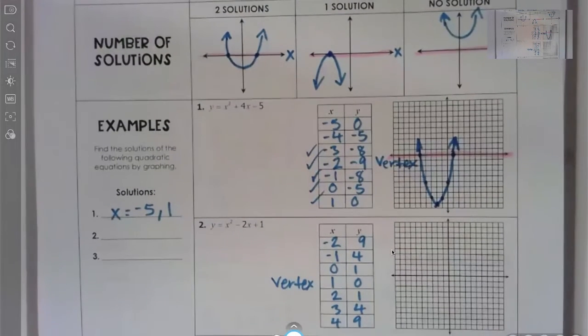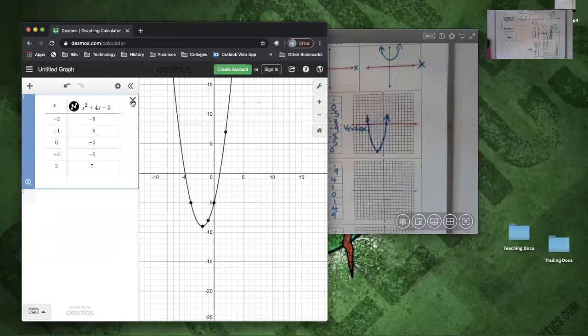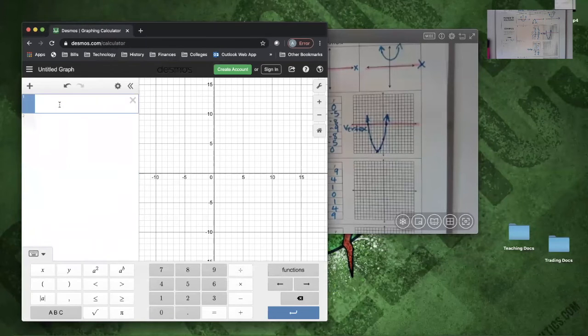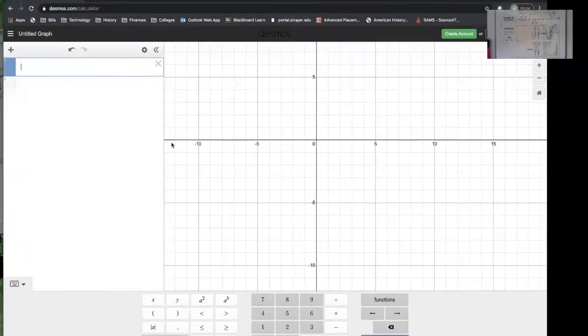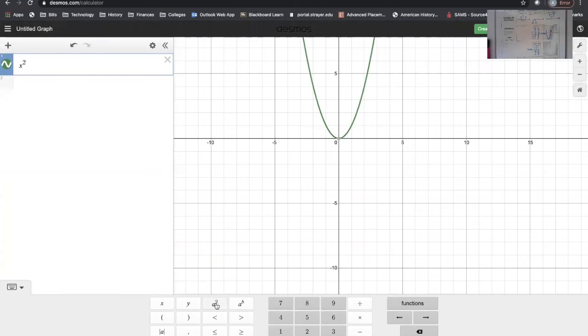So I have number 2 here. I have x squared minus 2x plus 1. Once again, I've written out my table of values here just in the interest of time. But I'm going to go ahead and clear this out. I'm going to type it in for you guys so you can see how that's going to look here. So I'm going to have x, hit my little square key down below, minus 2x plus 1. Okay.